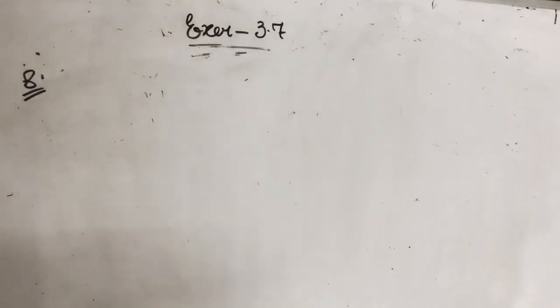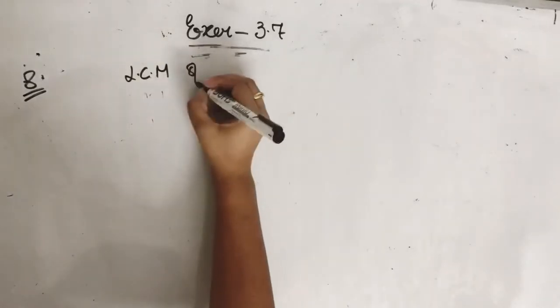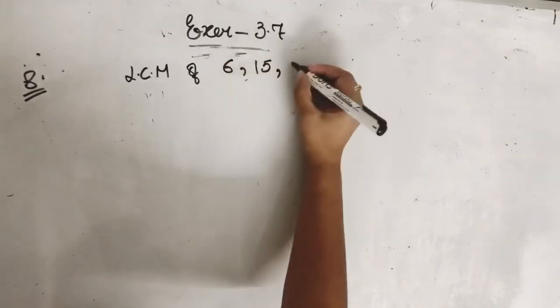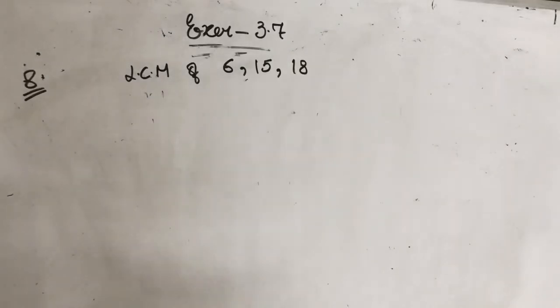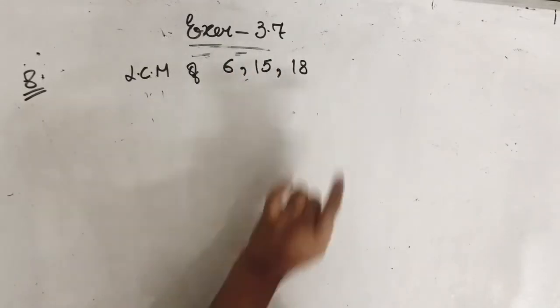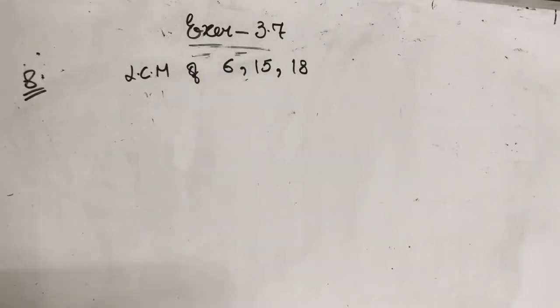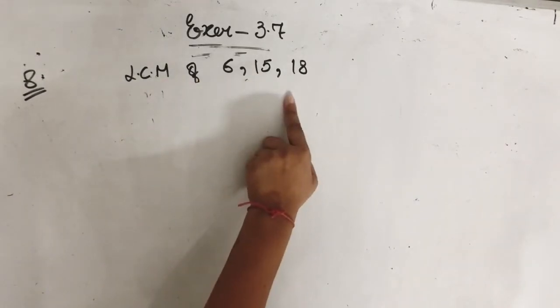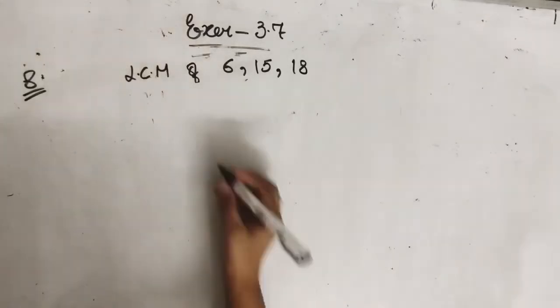8th question. Find the least number which when divided by 6, 15 and 18 leaves remainder 5 in each case. So you have to find a least number. It means you have to find the least common multiple of 6, 15 and 18, which leaves a remainder 5 after dividing. So it means when we divide that number by any of these three numbers, the remainder should be 5. So first we'll find the LCM of these three numbers and then we'll add 5 to it.